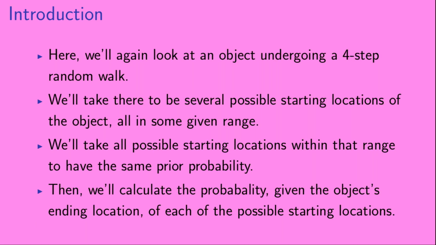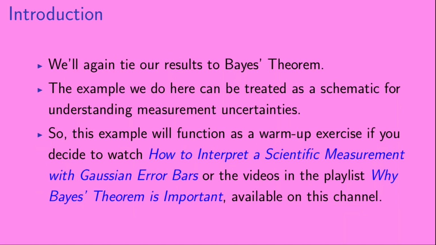Here, we'll again look at an object undergoing a four-step random walk. We'll take there to be several possible starting locations of the object, all in some given range. We'll take all possible starting locations within that range to have the same prior probability. Then we'll calculate the probability given the object's ending location of each of the possible starting locations. We'll again tie our results to Bayes' theorem.